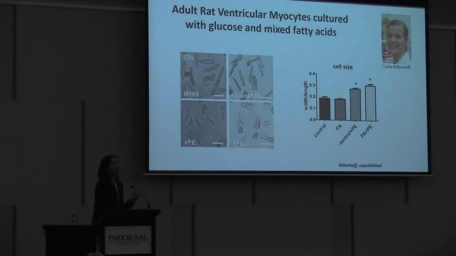In order to study substrate preference for adult cells, we first have to develop a cell culture model in which we can feed the cells different substrates. Julia in the lab developed an adult rat cardiac myocyte culture that she feeds with glucose, mixed fatty acid, and amino acid. She is able to stimulate cell hypertrophy with phenylephrine treatment.